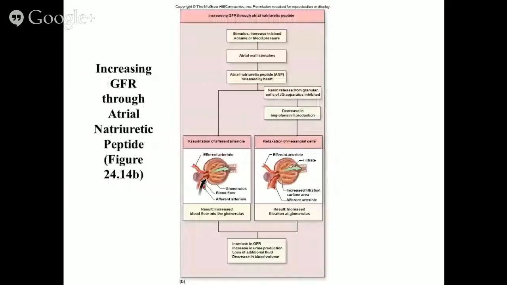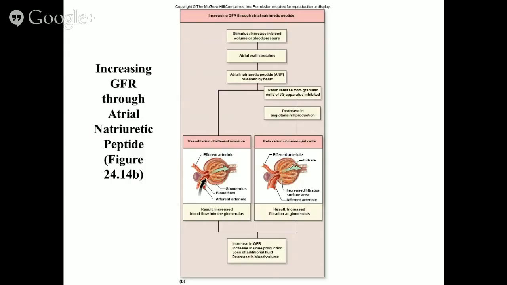If we look at the opposite of that, and we want to increase GFR, one of the quickest ways to increase GFR is just to increase the blood volume or the blood pressure. That's simply the easiest thing to do. So let's say you go to bed. When you go to bed, your blood pressure is going to ultimately go down.